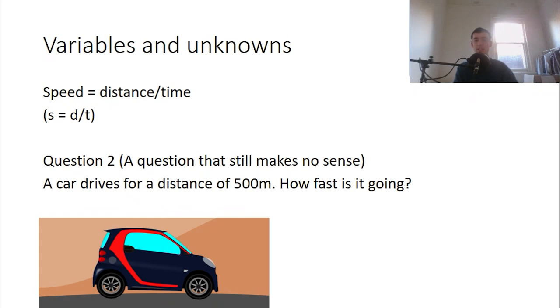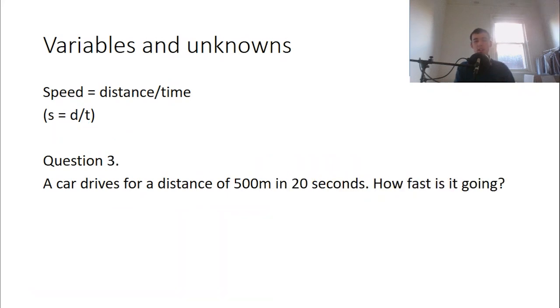Here's a question that still makes no sense. A car drives for a distance of 500 meters. How fast is it going? So D is 500, and you're asking, what's S? It still doesn't make sense because I still don't know what T is. So I can't work it out. If I knew what T is, I would be able to work it out.